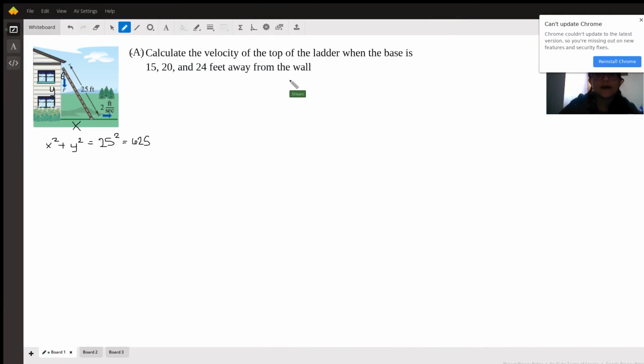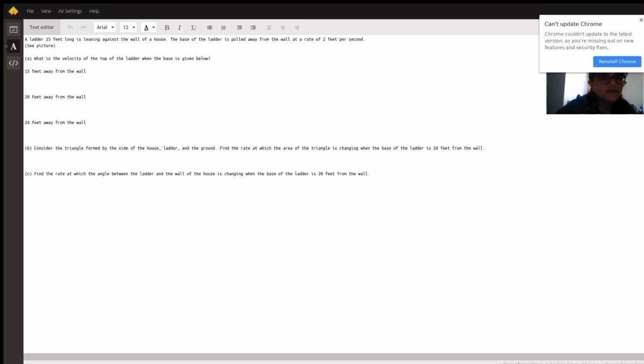I'm one of the new Wyzant tutors here, and I'm here to help you with a calculus rate of change problem. So, looks like this problem involves a 25-foot long ladder leaning against the wall of a house, and the base of the ladder is pulled away from the wall at a rate of 2 feet per second. So that means it's increasing at a rate of 2 feet per second. And it looks like we need to calculate.